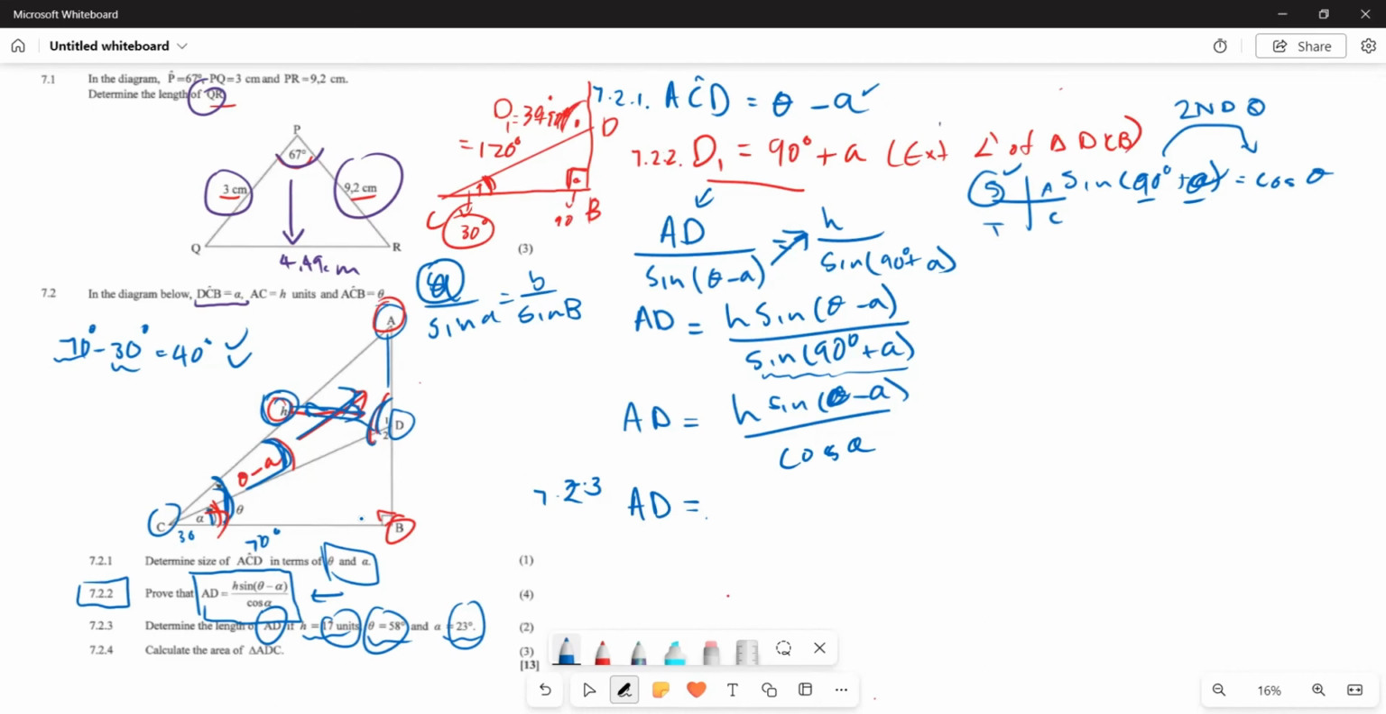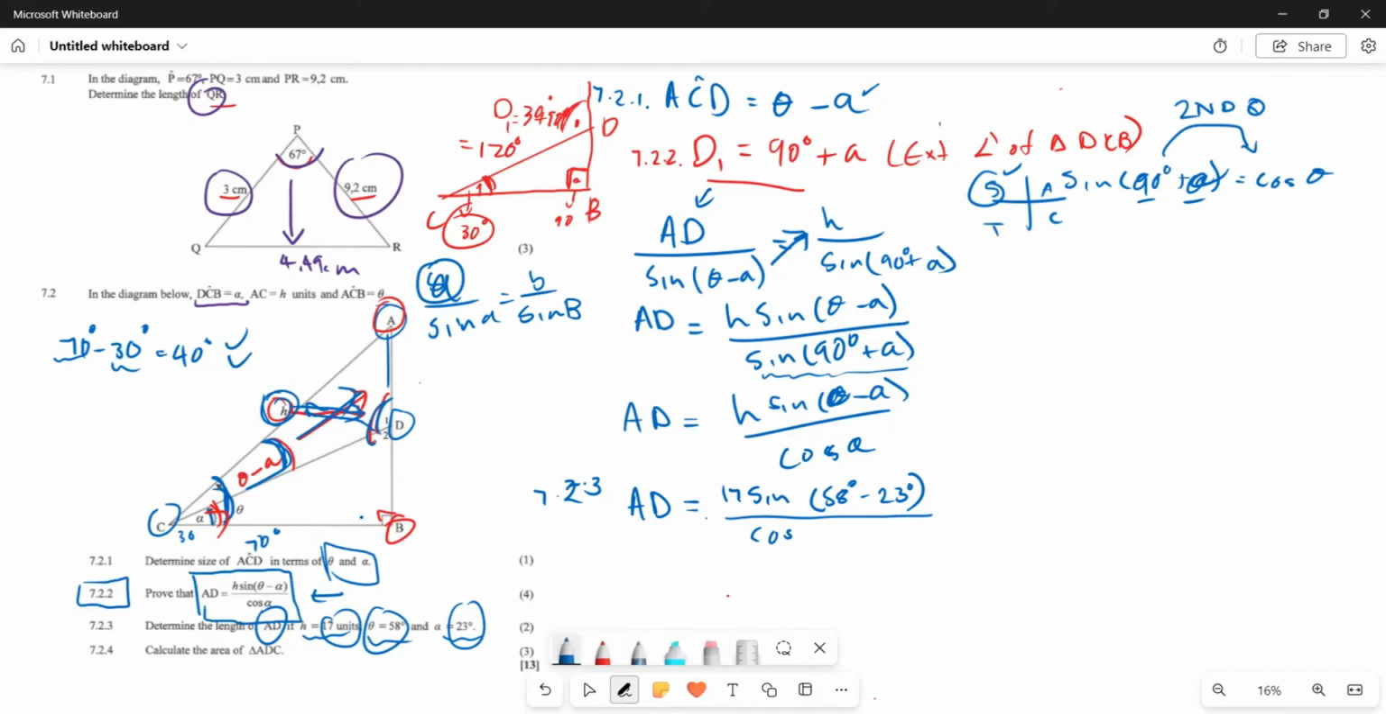They are saying, what is your H? In the space for H we are going to write 17 sine of, now what is the theta? It is 58 degrees. Subtract what is the alpha? It is 23 degrees. This is going to be divided by the cos of what is the alpha that you are given? The alpha that you are given is 23.